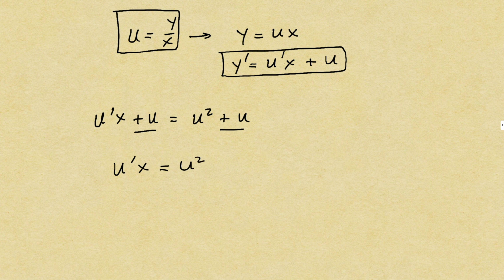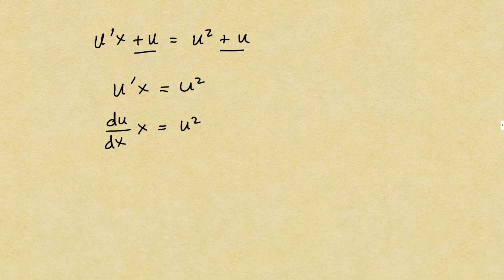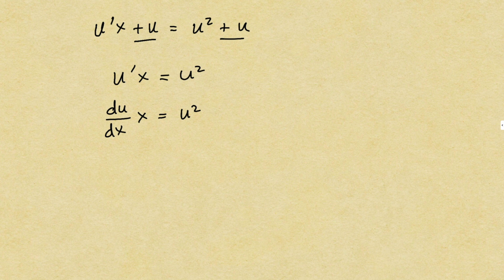Now, how do we know it's separable? Well, let's write this instead as du dx x equals u squared. The du dx is the same thing as u prime. It's separable if you can get all of the x's to one side and all of the u's to the other side. So let's see if we can do that. What's another way to write this here? Well, we can multiply by dx. Let's go step by step.